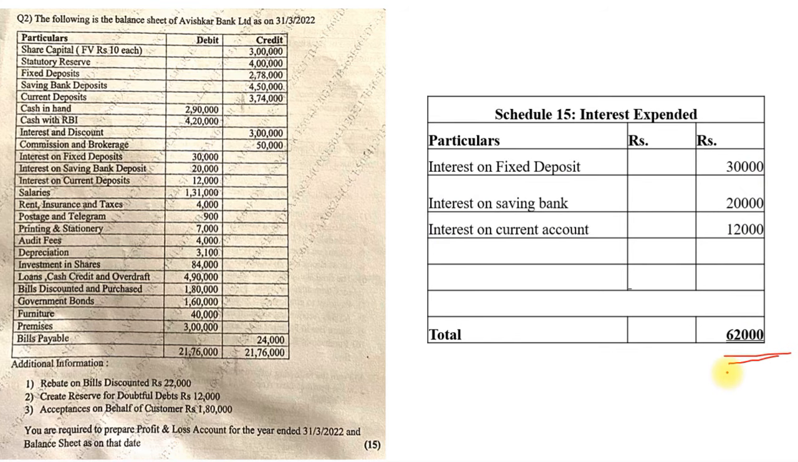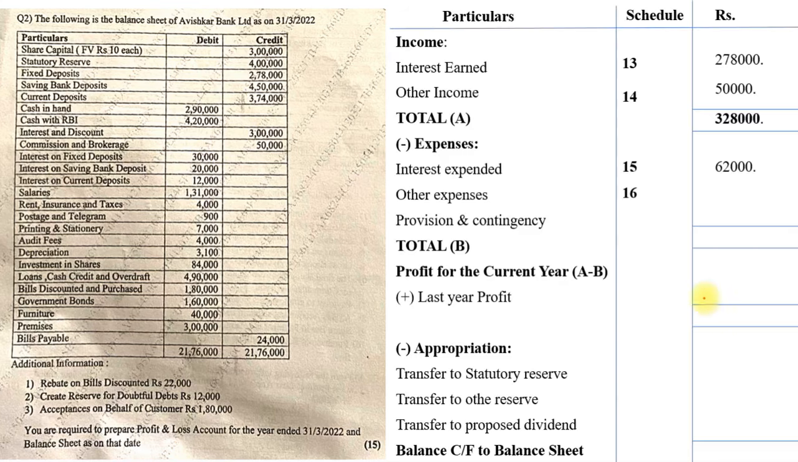Once we get the 62,000, we will substitute this value in the format. So under schedule 15, I will write 62,000. 3,28,000 is already done, that's the income part. So we noted down 62,000. Next comes other expenses. Now again, interest is done, commission is done. Now we need to find all other expenses on the debit side. Cash in hand and cash at bank is not an expense. Salary, yes.